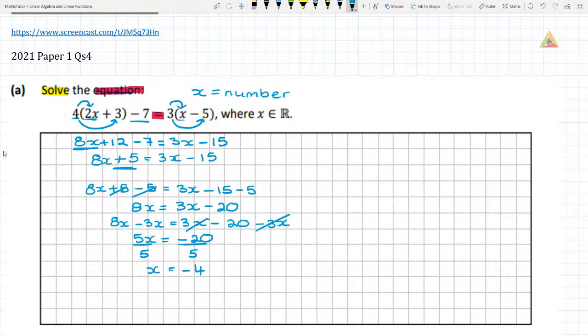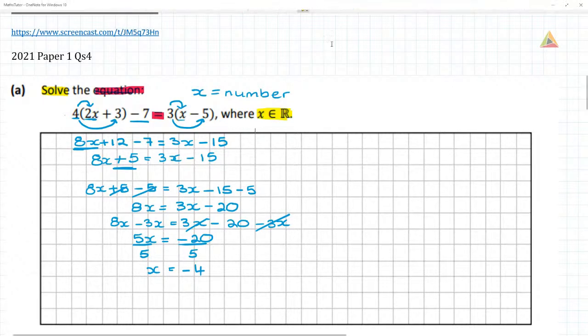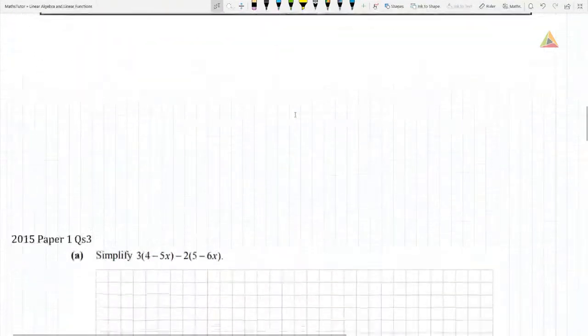And now I have solved this equation because I now have finished up with x equal to a number. And it says here in the terms and conditions, so just in the question again, where x is a real number, and that means that I could have absolutely any answer except for my complex numbers. So x equal to minus 4 is perfectly valid. So that's the first example we're looking at solving an equation.